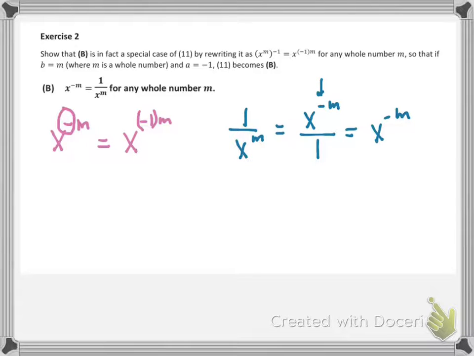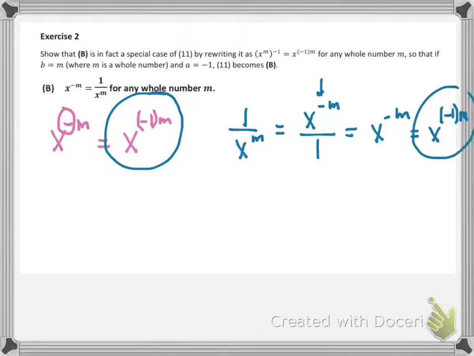So that would be x to the -m, and we again can break that out so that it says x to the -1 times m. So you can see that on the left side we have x to the -1 times m, and on the right side we have x to the -1 times m. So again it holds, and we have an equivalent equation. Okay, so there's exercise 2.